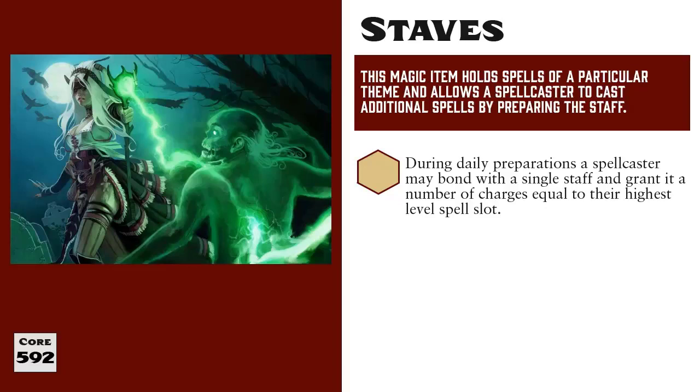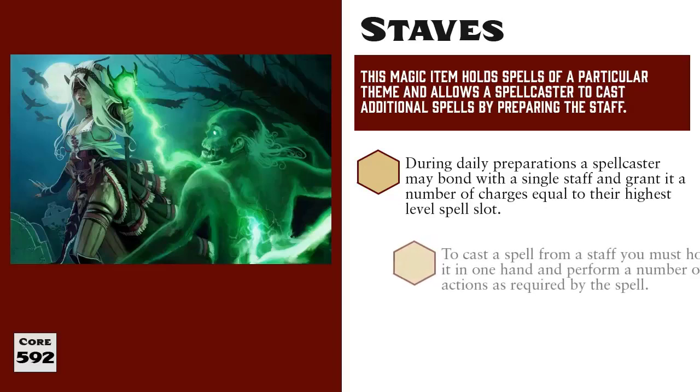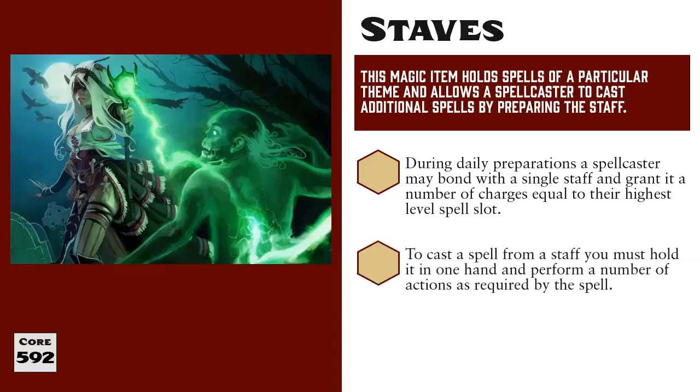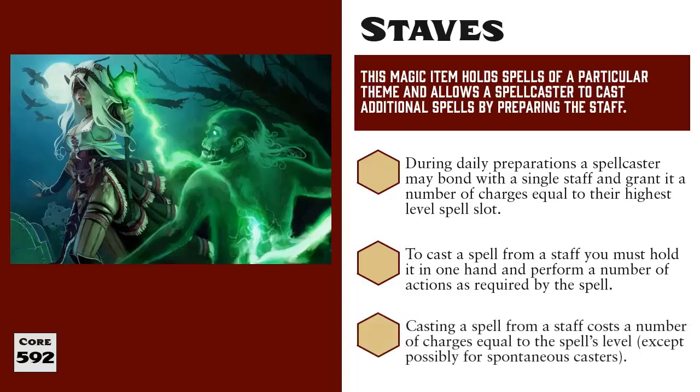They do not exhaust any of their spell slots while preparing their staff, and the staff gains a number of charges equal to its owner's highest level spell slot. Any unused charges are lost at the end of the day and do not carry over to the next. Casting spells from a staff works mostly the same way as with Scrolls and Wands. You have to hold it with one hand and spend a number of actions as required by that spell. You also need to exhaust a number of charges equal to the spell level of the spell being cast.